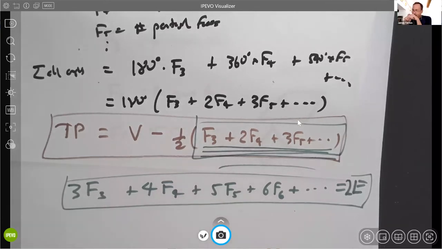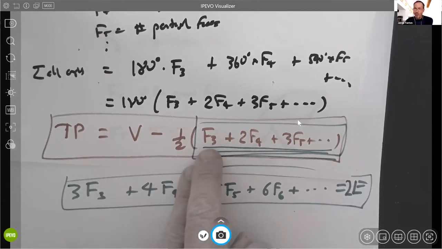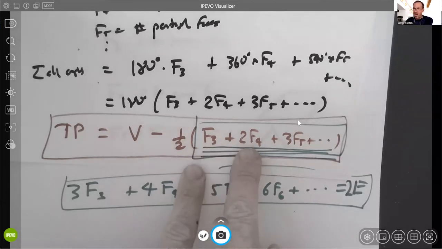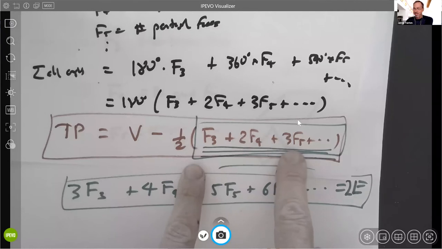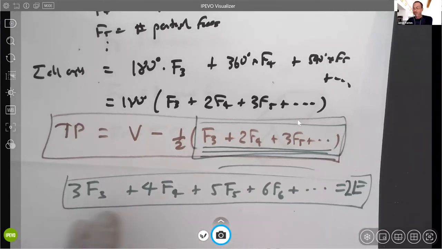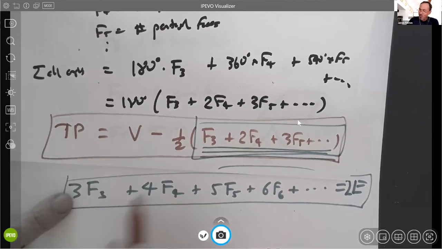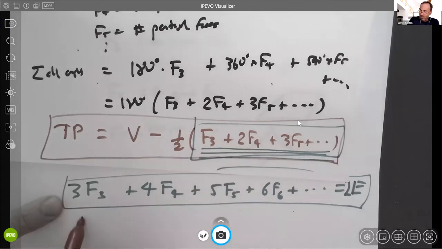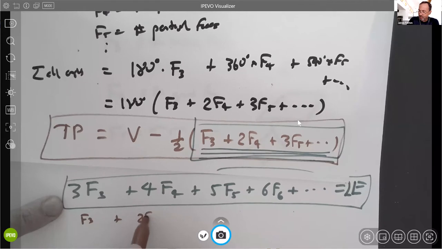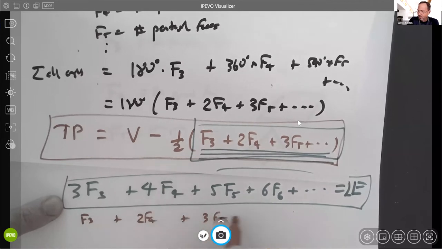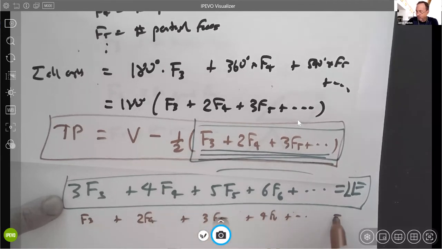Okay. My only hesitation, because here in the red, I've got one F3, two F4s, three F5s. Here I've already got three F3s, four F4s, and five F5s, and so on. So let me take what you just said. Part of what you said is there. If I want to get that, let me just write it. That's F3 plus two F4s plus three F5s plus four F6, and so on, equals twice the edges.